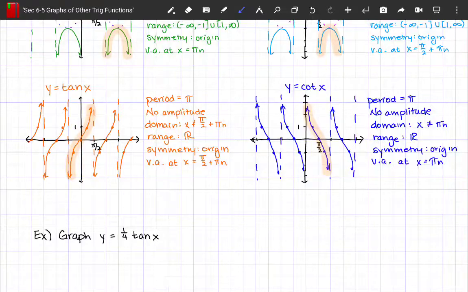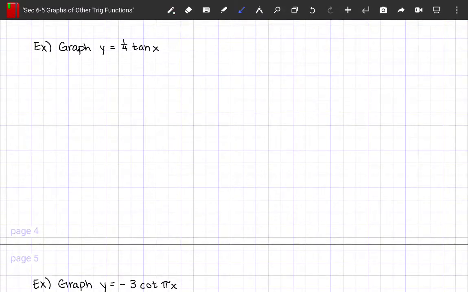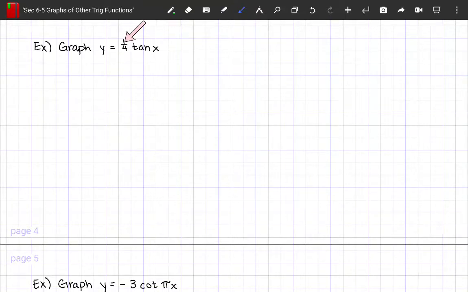But now we'll look at graphing. We're going to have 4 examples of graphing. Let's take a look at the first example. All right, so this is almost a regular tangent graph. The only thing is we have this 1/4 right there. So what does that 1/4 do?